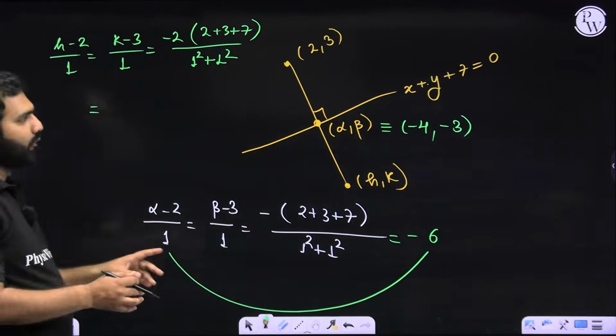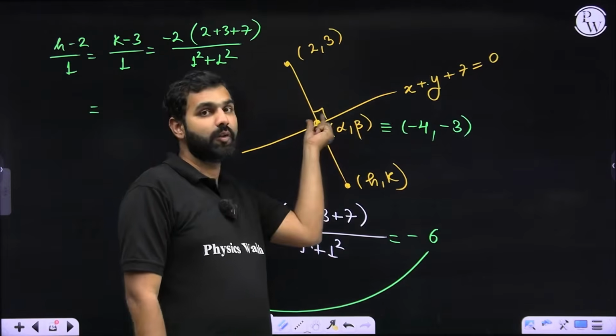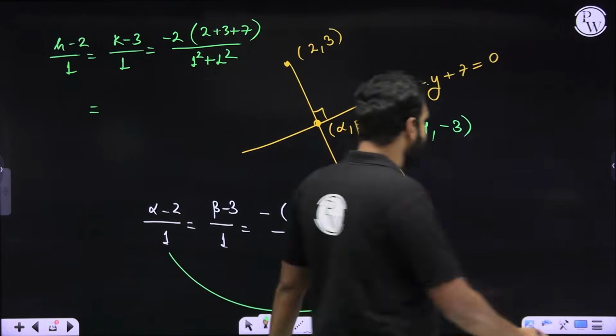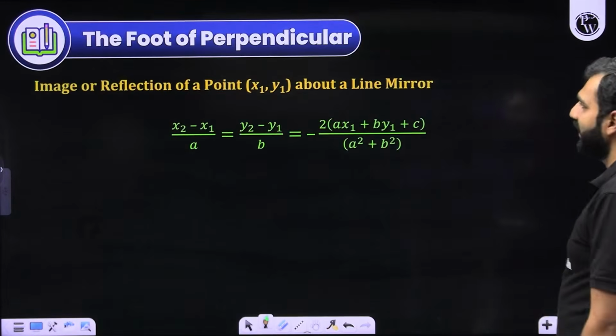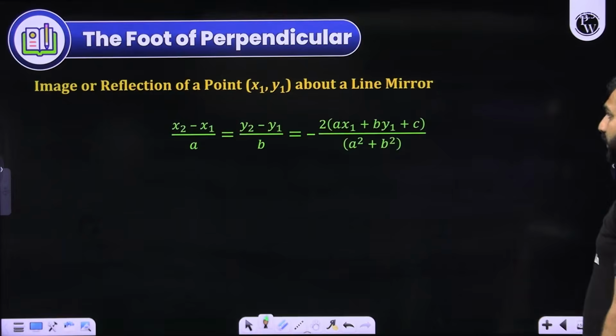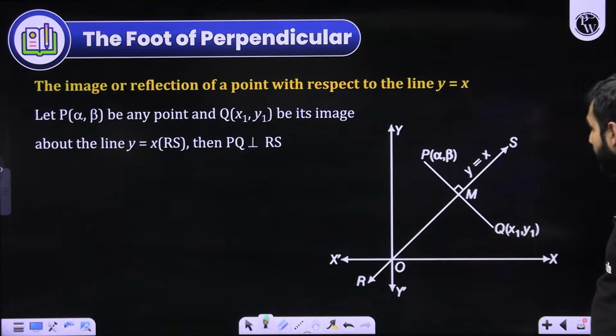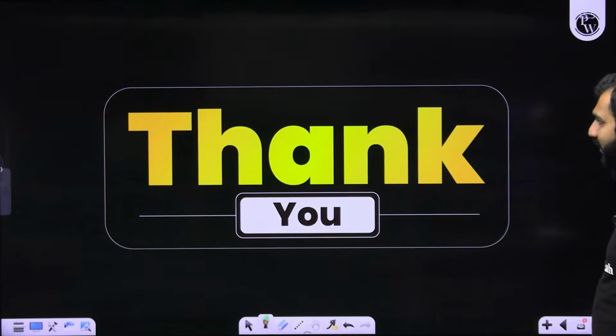So I think you have gotten great clarity on how to find the foot of the perpendicular dropped from a point on a line and also the mirror image. Right, now with that, when I proceed further, what do we have next? This is exactly what we have discussed. The formula which will be given to you in the notes. So don't worry about that. You will receive all these things. These are the results which we have already discussed.